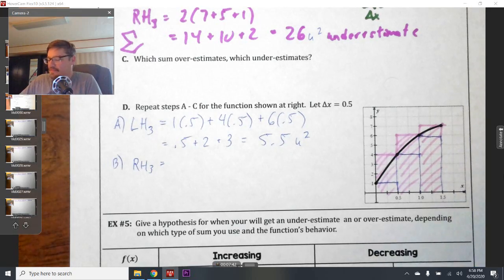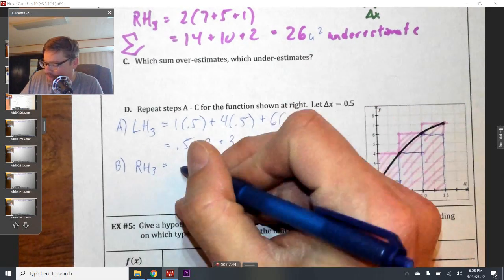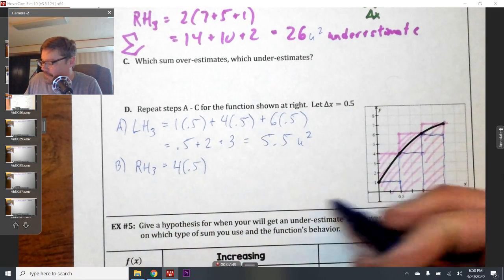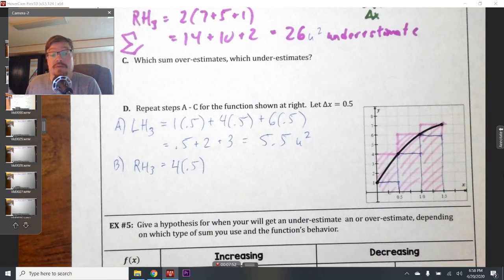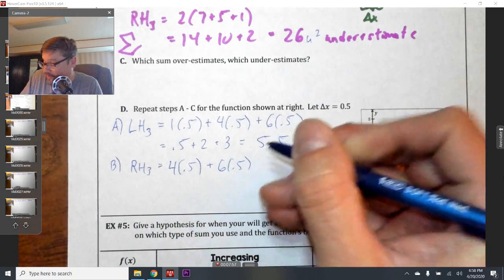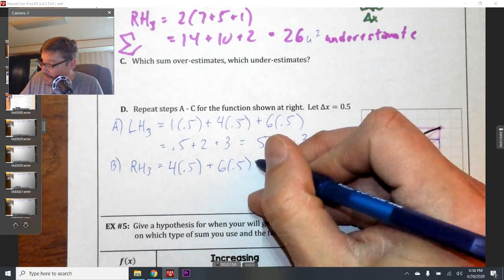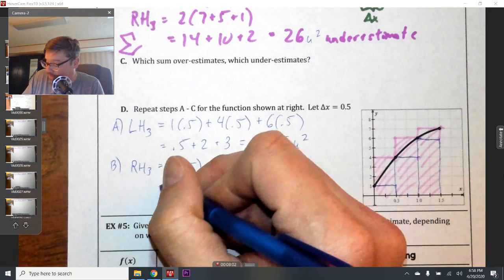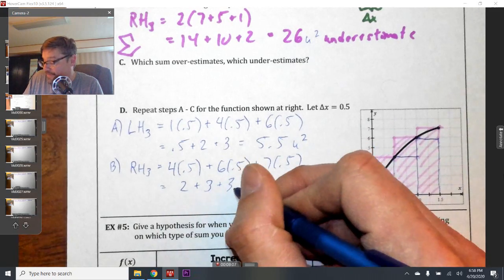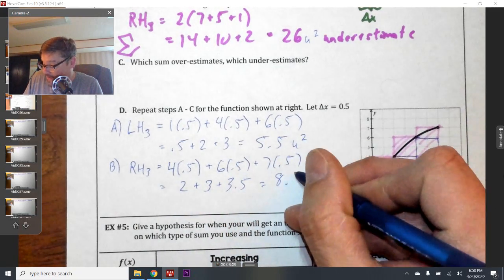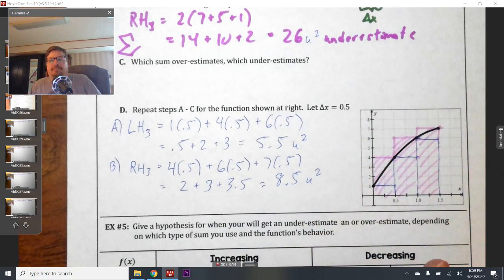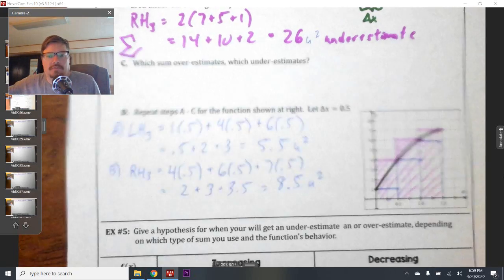But notice what's happened is we still have the delta x of 0.5, but the height is larger, so now I got 0.5. You can see that the right hand Riemann sum is actually going to be an overestimate. So I go 4, then 6, also with delta x 0.5, and then I go all the way up to 7, and that would be 0.5 as well. When I add these up, that's 2 plus 3 plus 3.5. So that's actually 8.5 square units. A big difference between these two.